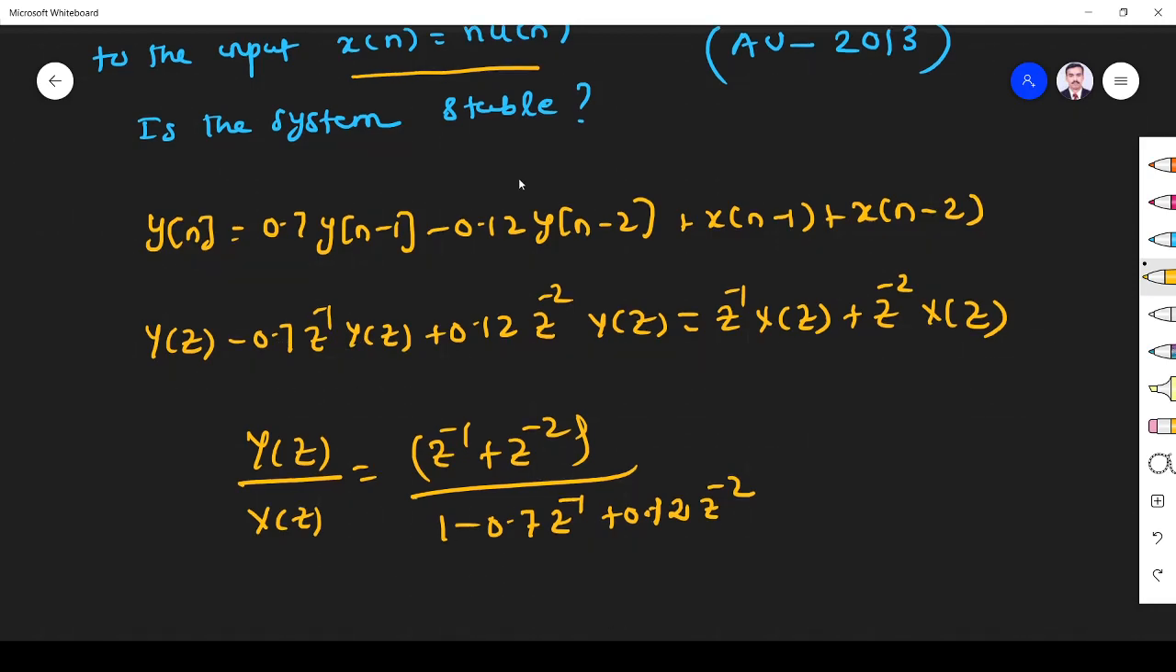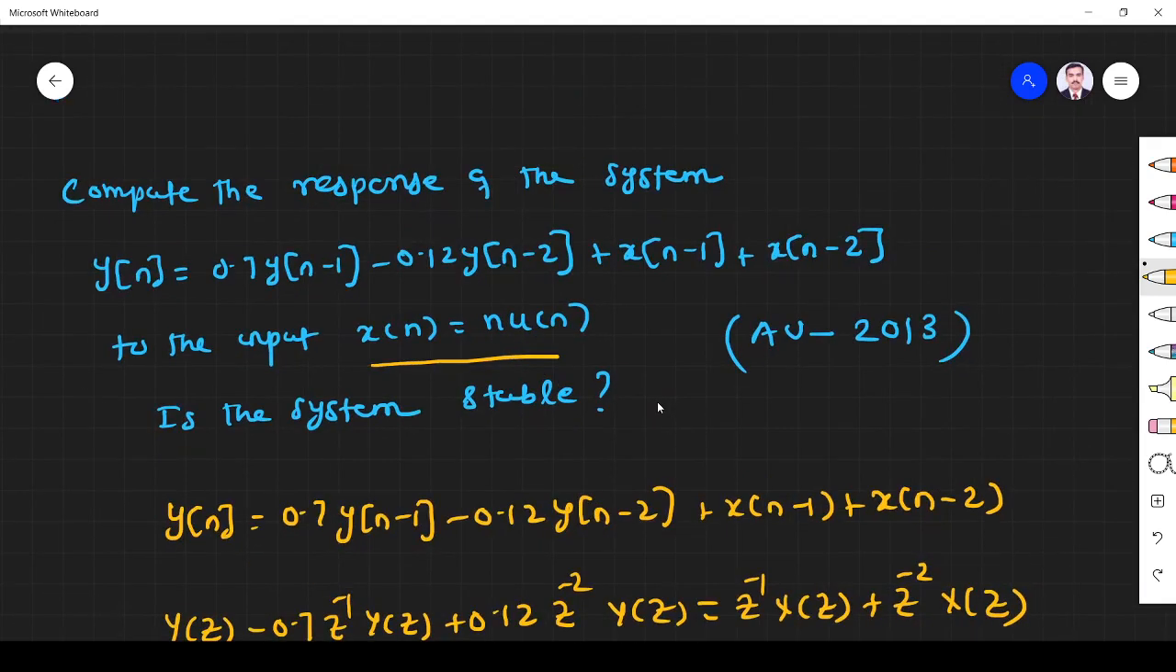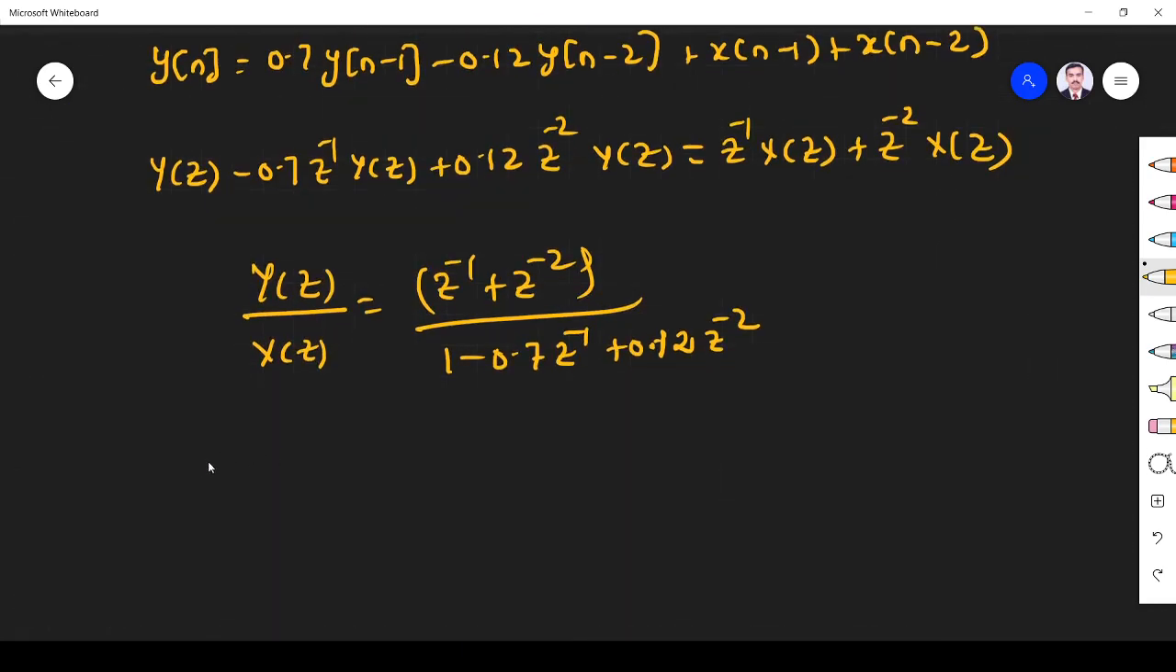So what is the thing they ask? If x of n is n into u of n, what is your y of n? That's the response, right? Clear or not? Find the response. Response is nothing but the output, y of n. So the question asked is, when x of n is equal to n u of n, what is y of n? That's what they asked.